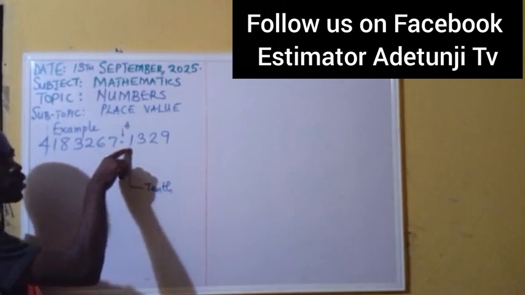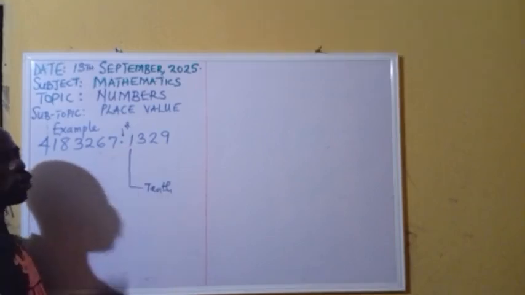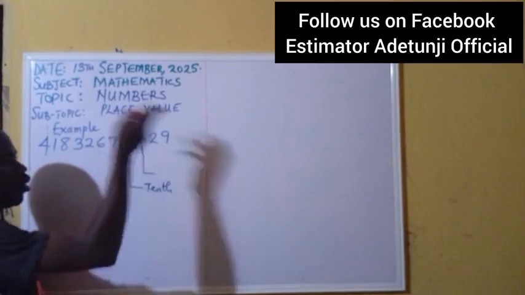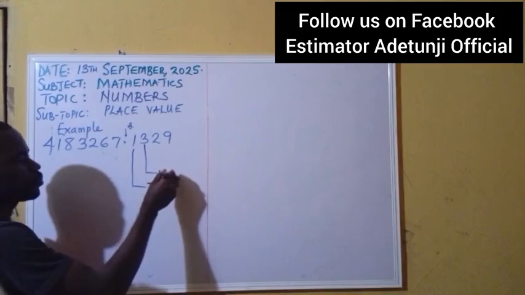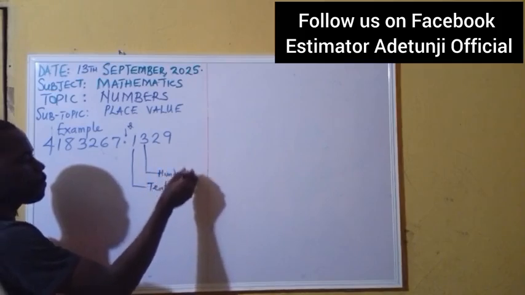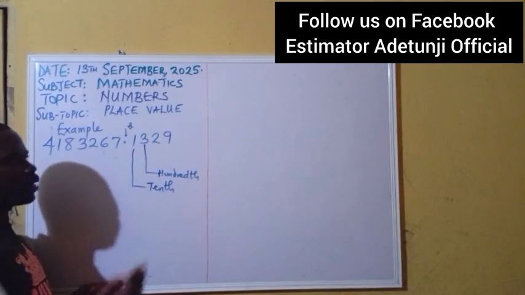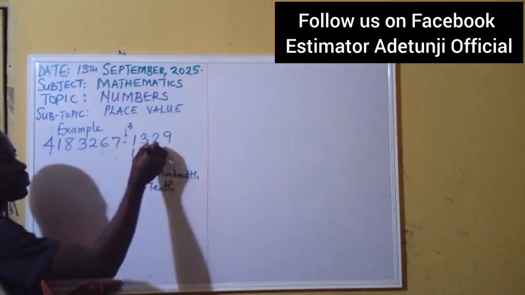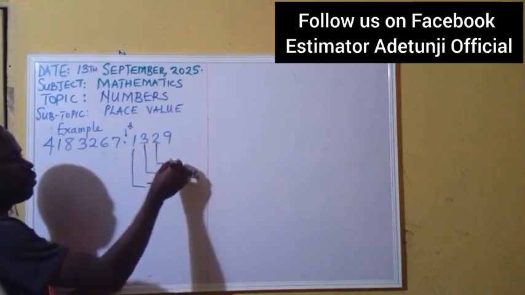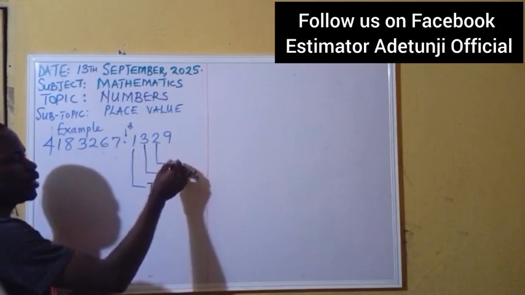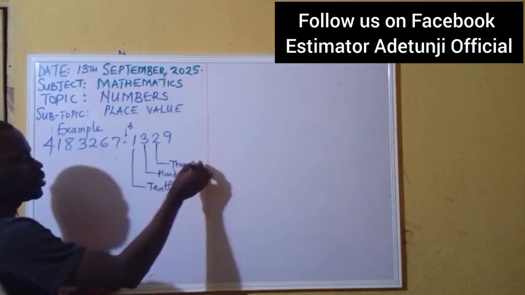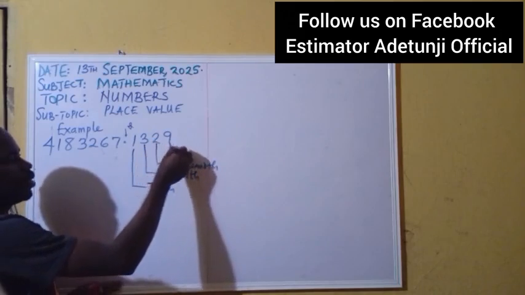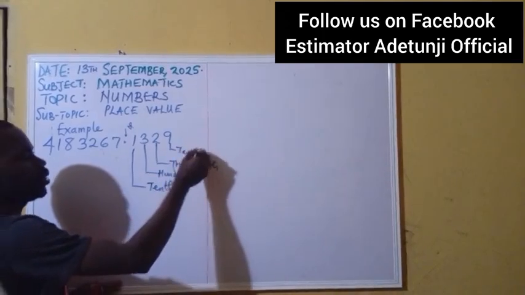After tenths, we have something called hundredths. Tenths, hundredths. I believe we are following now. Like that, tenths, hundredths. Are we there? What will now be the next thing? Thousandths. After that, ten-thousandths, and so on.